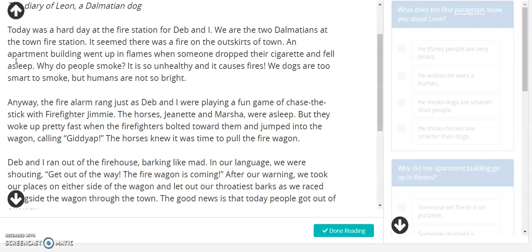Today was a hard day at the fire station for Deb and I. We are the two Dalmatians at the town fire station. Okay, so Deb and Leon are both dogs. It seemed there was a fire on the outskirts of town. An apartment building went up in flames when someone dropped their cigarette and fell asleep. Why do people smoke? It is so unhealthy and it causes fires. We dogs are too smart to smoke, but humans are not so bright.